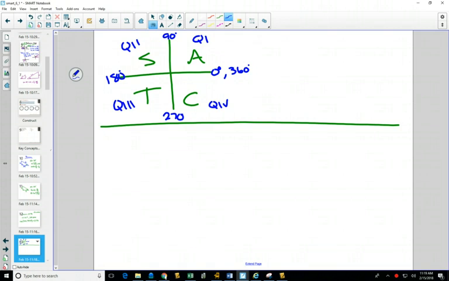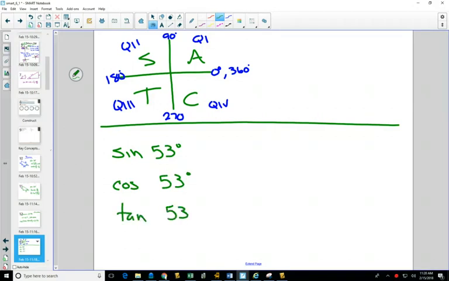45. Yeah, I kind of like 45. 53 seems more random. 45 kind of sounds like right between 0 and 53. I like 53. Okay, so we're going to type into our calculators, find out what sine of 53 degrees is, what cos of 53 degrees is, and what tan of 53 degrees is. We'll do that quickly, write them down.